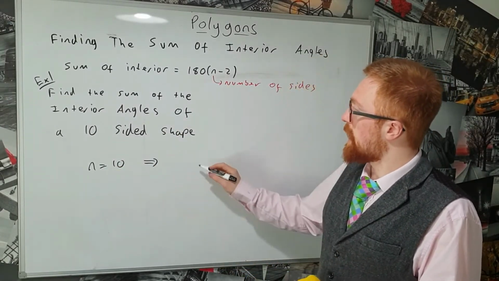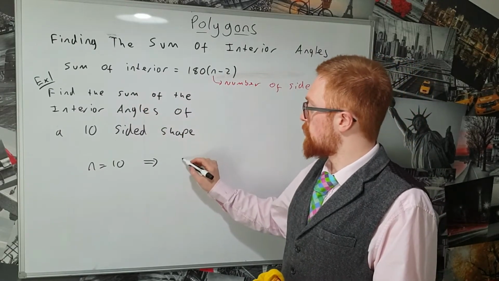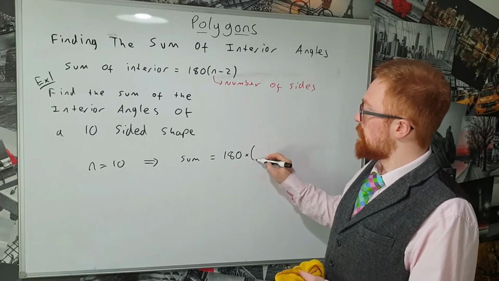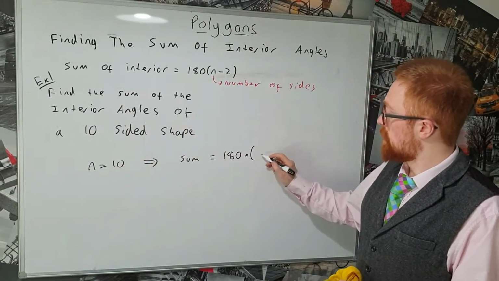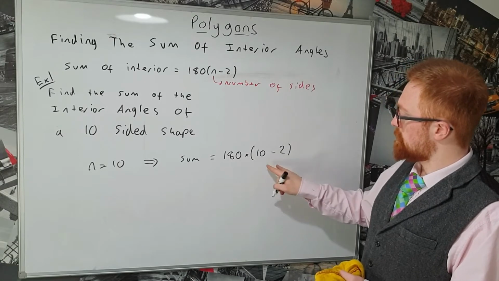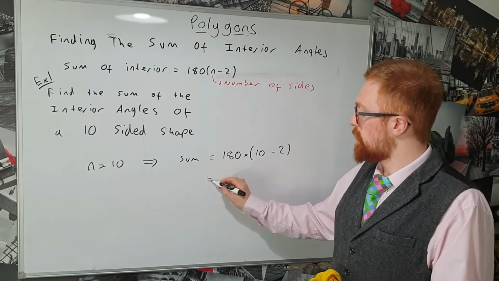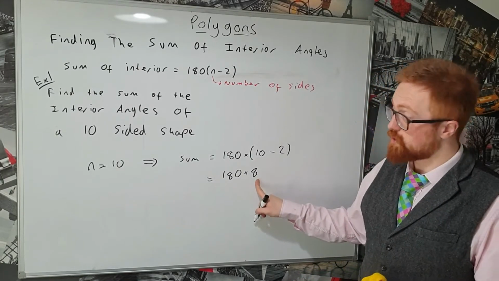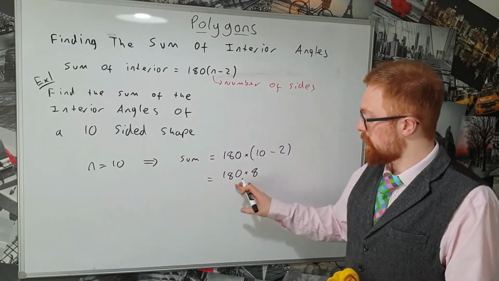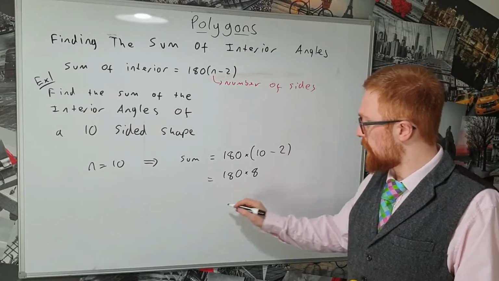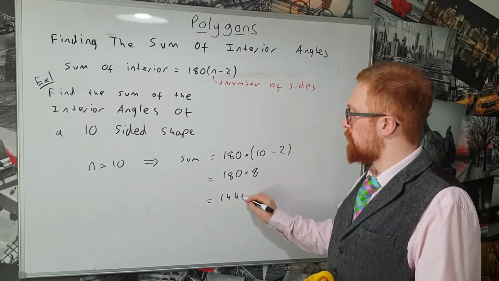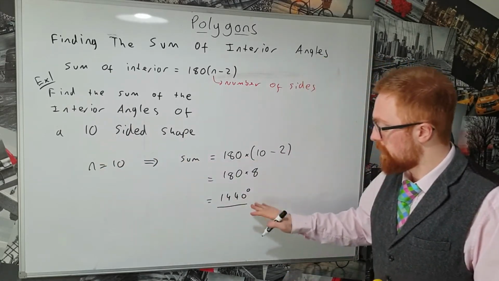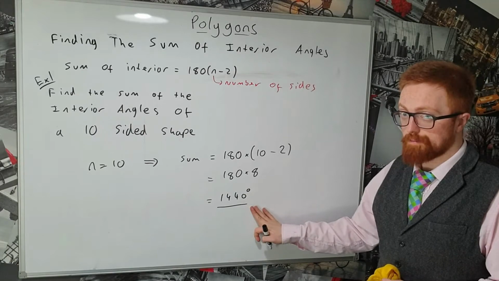So if n equals 10, we get the sum of the interior angles is equal to 180 times by 10 take away 2. Well, 10 take away 2 is 8. And if you think back to our last video, that's the number of triangles we can split our 10-sided shape into. 180 times by 8 is 1440 degrees. So all of the interior angles in our 10-sided shape must add up to that.